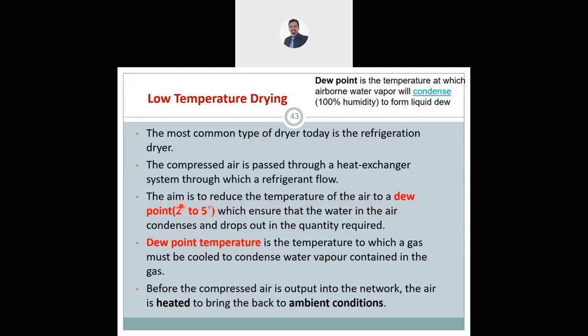Okay, so the aim is to reduce the temperature of the air to a dew point. The dew point selalunya 2 degrees to 5 degrees. Okay, 2 degrees to 5 degrees. Ensure the water in the air condenses. So automatically, as a result of temperature drop, condensation akan berlaku and the water drop will be taken up from the system ataupun from the compressor. So that's another thing. So dew point is the temperature at which airborne water vapors will condense. Dekat dew point, so condensation will happen to form liquid dew.